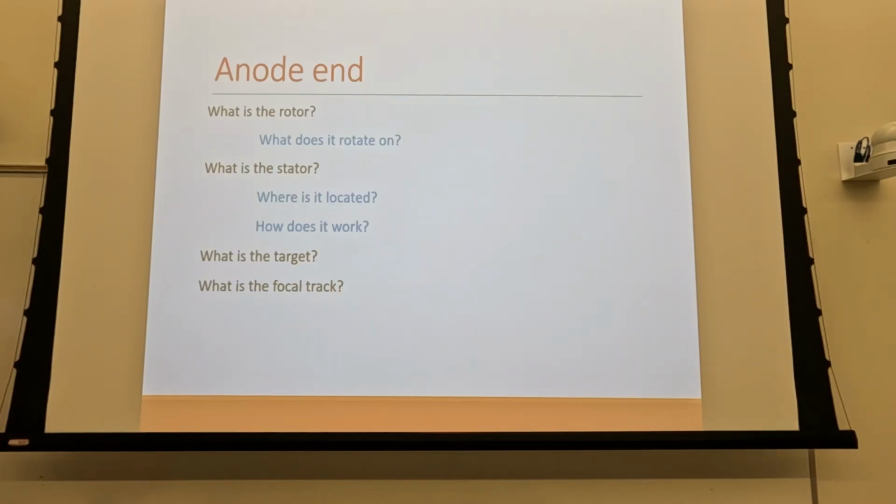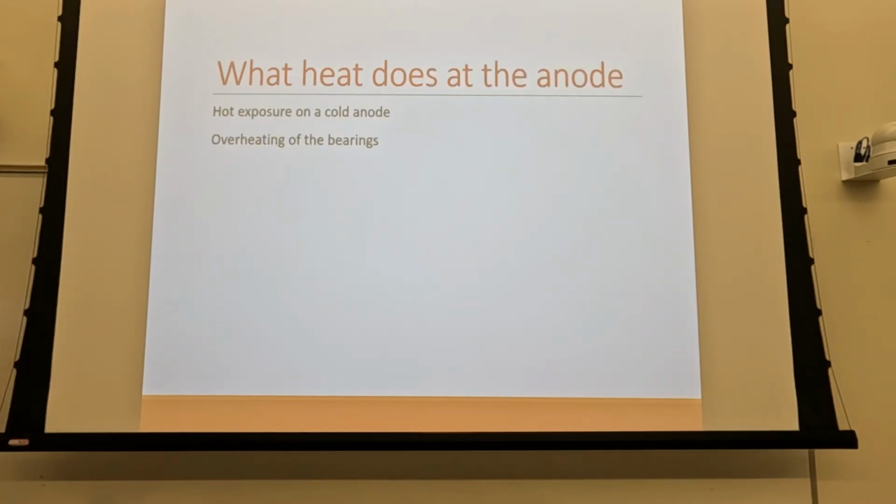So the entire disc in some machines might not be tungsten. So what you may have is a disc that's made up of something else, and then just the target area, the focal track, is made of tungsten. So everything else may be made of something different. And the purpose for that is that those materials are less heat conductive, so it helps to keep the heat off of the bearings.